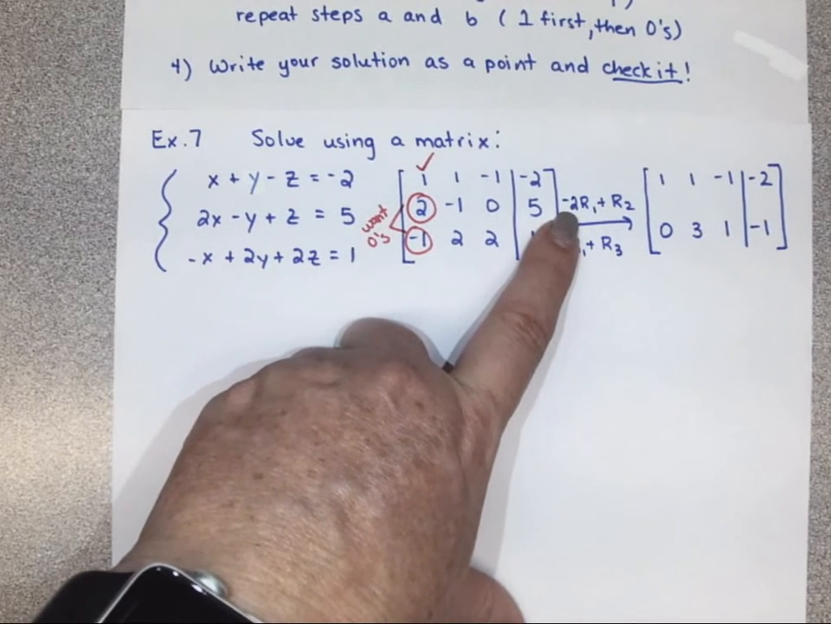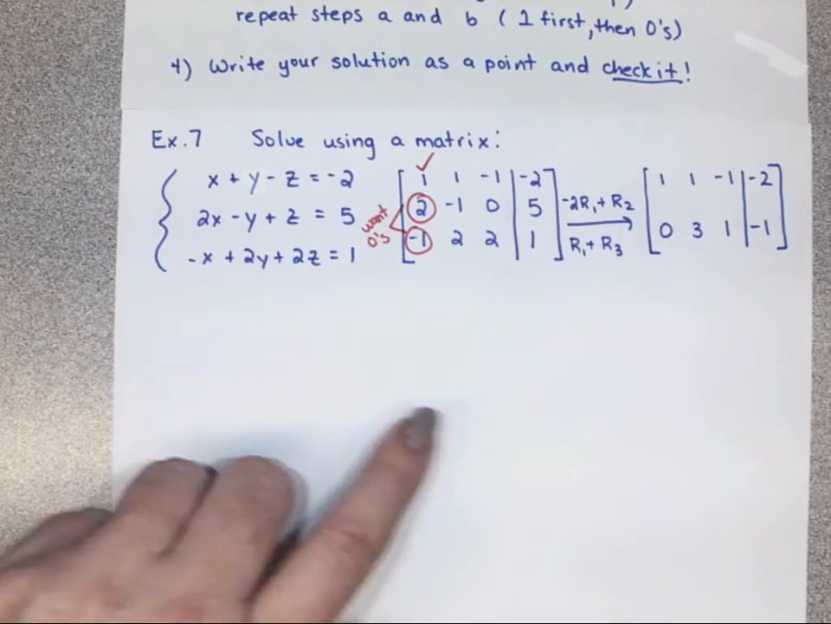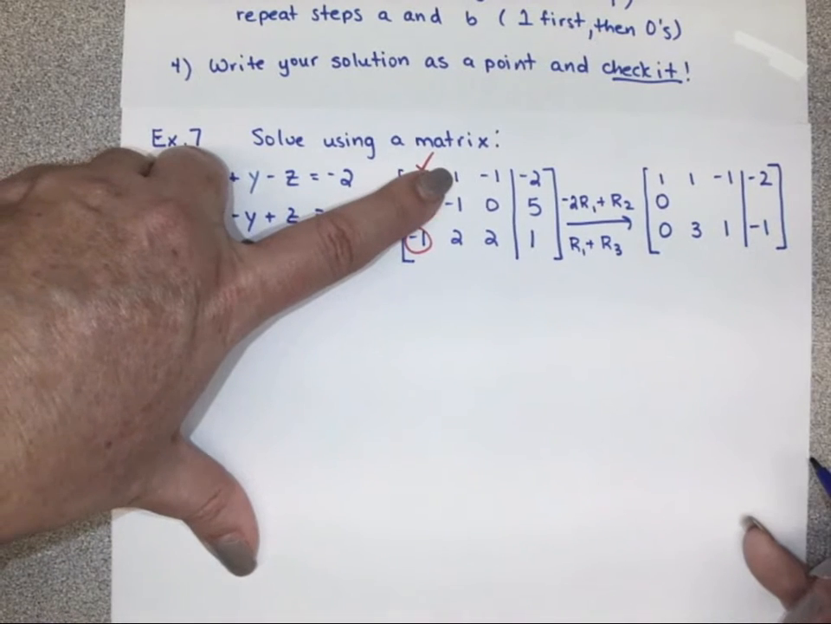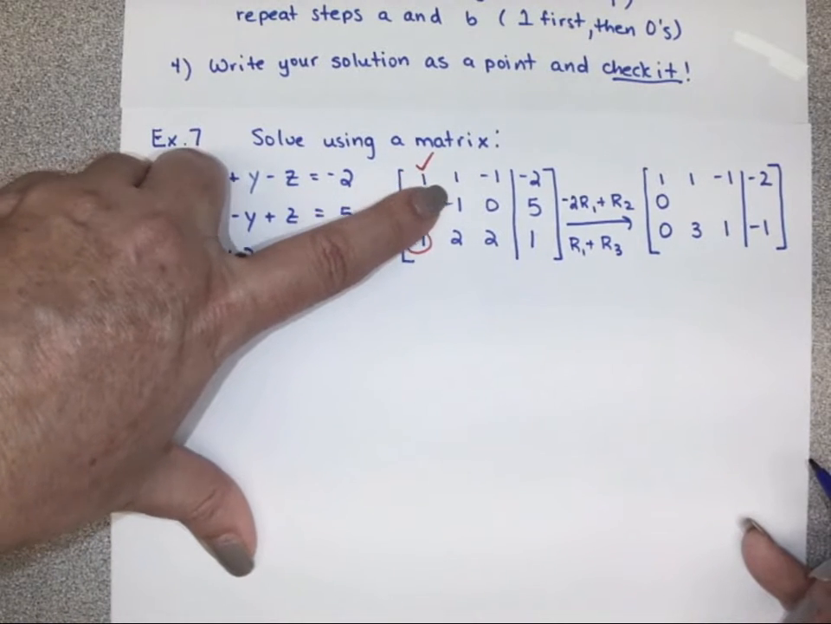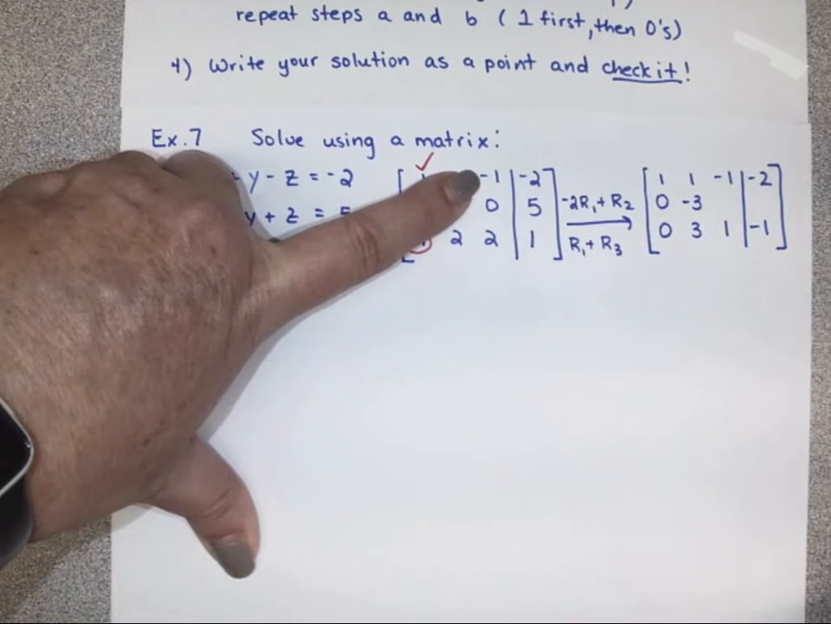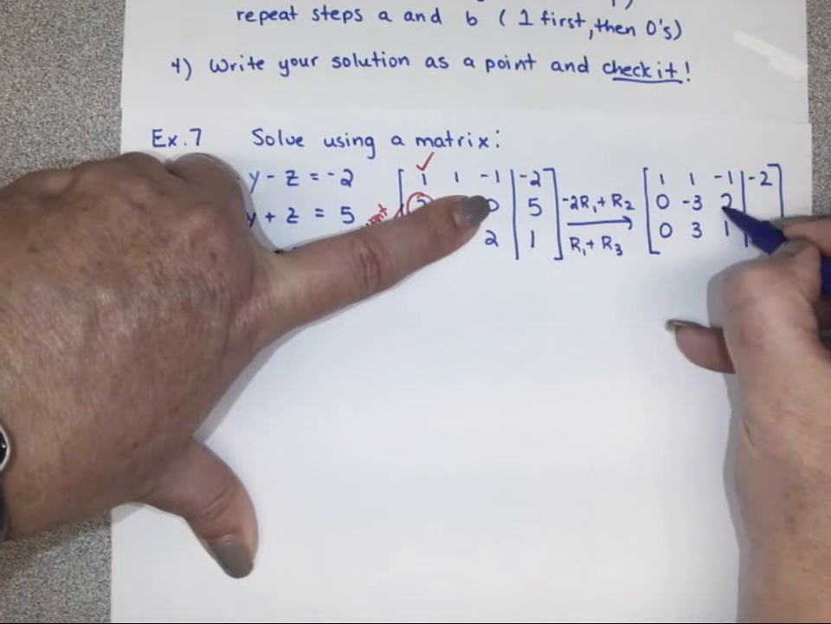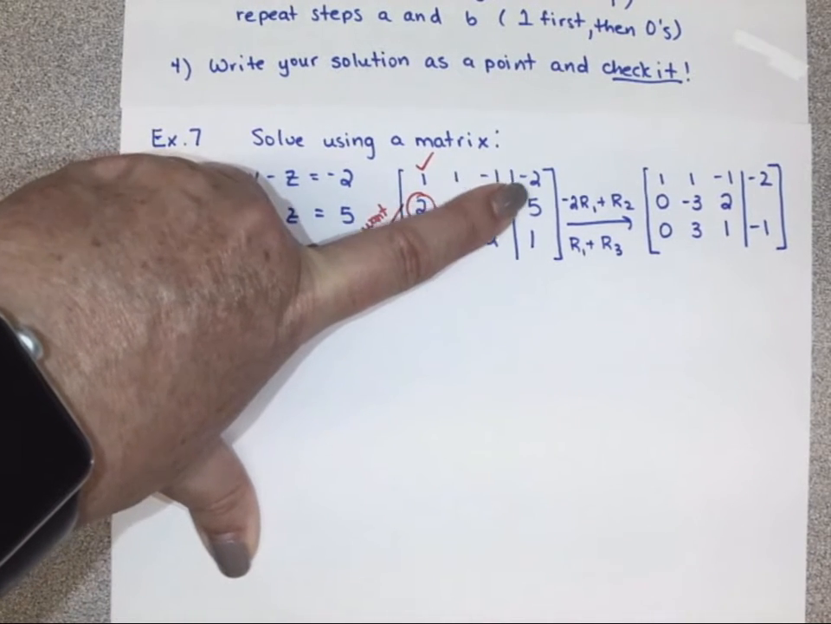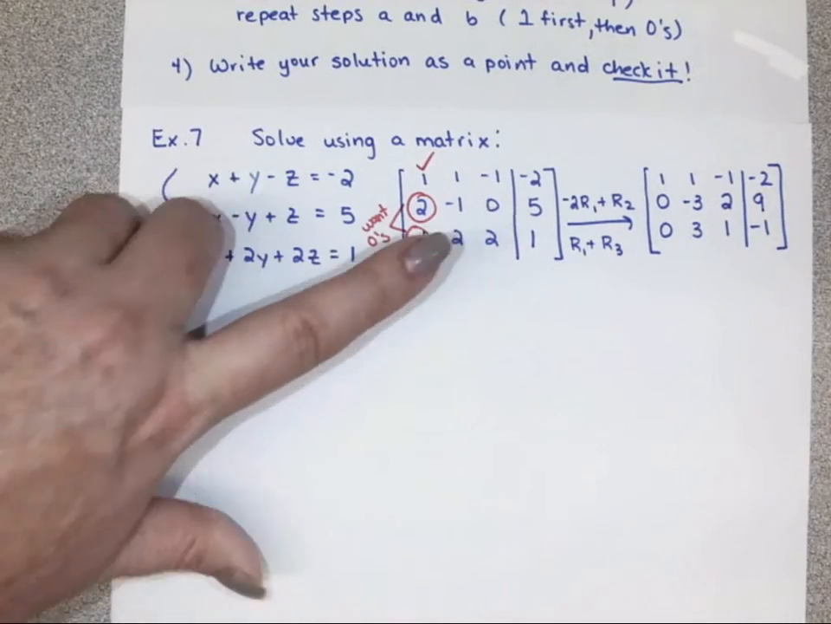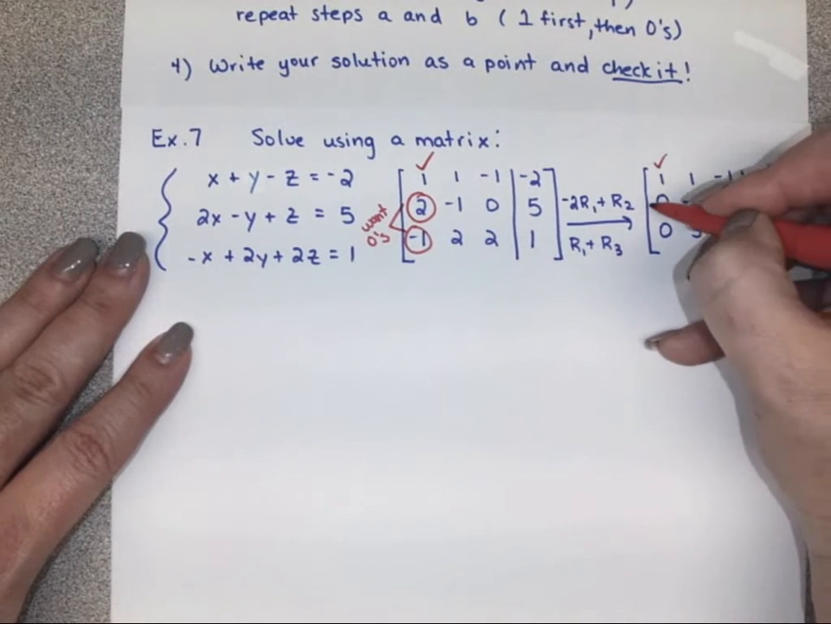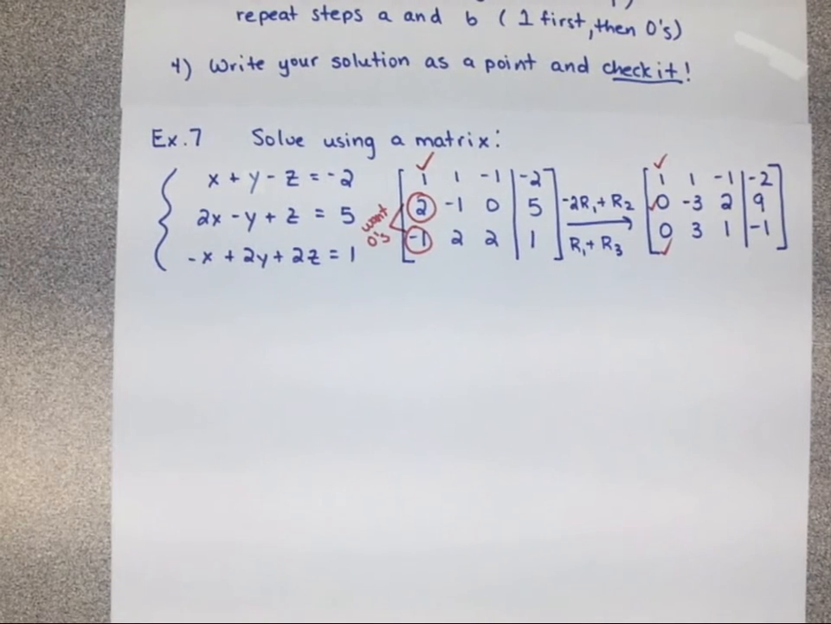So what about this one? -2 row 1 plus row 2, right? So -2 plus 2 is 0, just like we wanted, right? -2 times this would be -2 plus -1 is -3. -2 times a -1 would be 2, plus 0 would be 2. And then lastly, -2 times -2 is 4, plus 5 is 9. So we're not by any means done, but what is done? The first column looks good to me, right? Like all of those look good to me, okay?